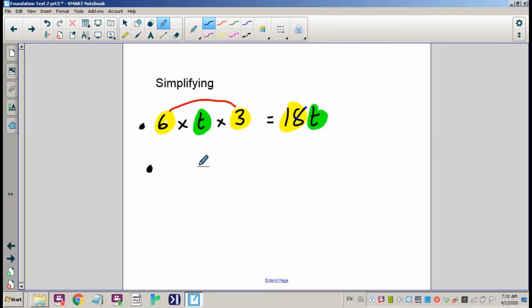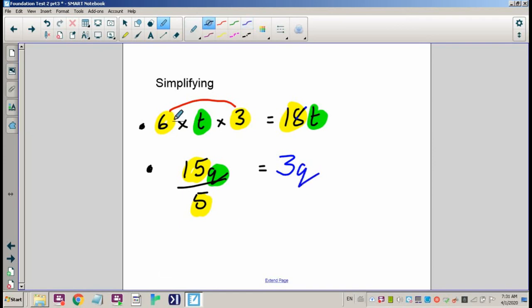But let's look at division. What about 15q divided by 5? Well, it's very, very similar. But instead of doing the multiplying first, we're going to do the division first. 15 divided by 5 is 3. And then add any letters that you had involved. So the answer would be 3q.